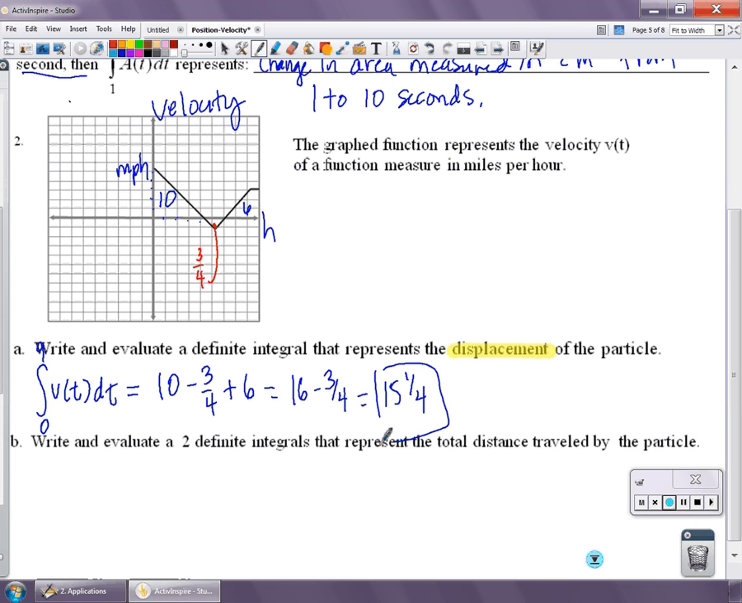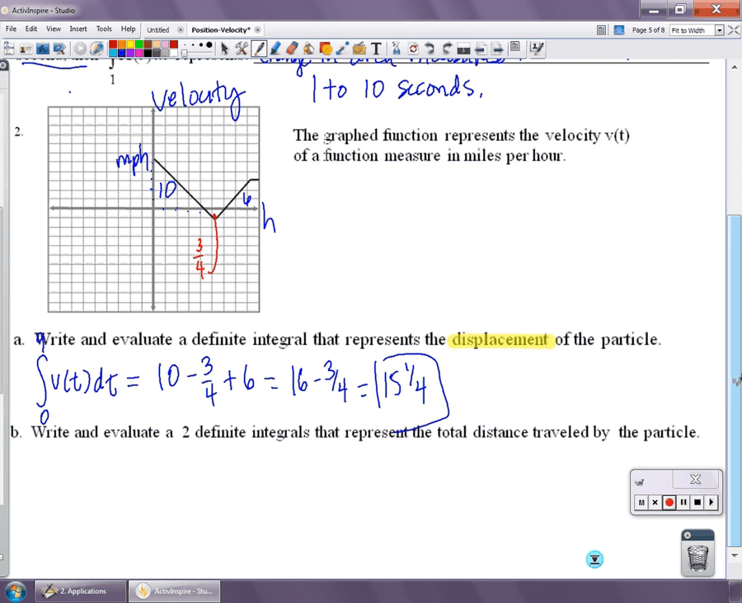Write and evaluate two integrals that represent the total distance traveled by the particle. In other words, they're not going to let me use absolute value and kind of fudge my way through. So I have to understand that I'm going to collect the area from 0 to 4. Actually, I fudged this a little bit. I'm just assuming, guys watching the video, that the graph crossed right here. It really doesn't cross at exactly 4, but let's just do that to make it easy. So 0 to 4 of v of t dt.